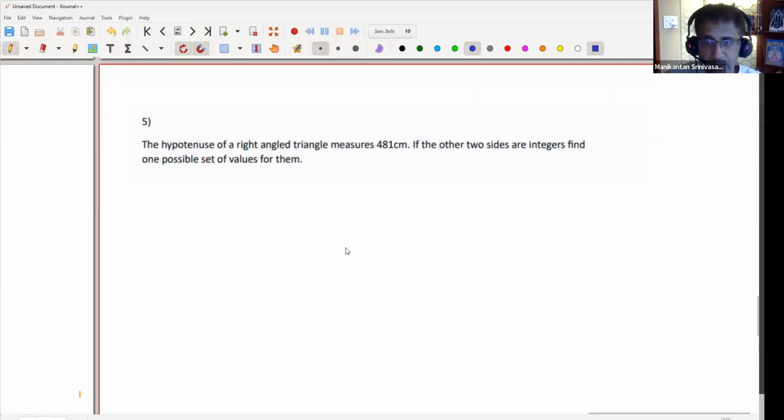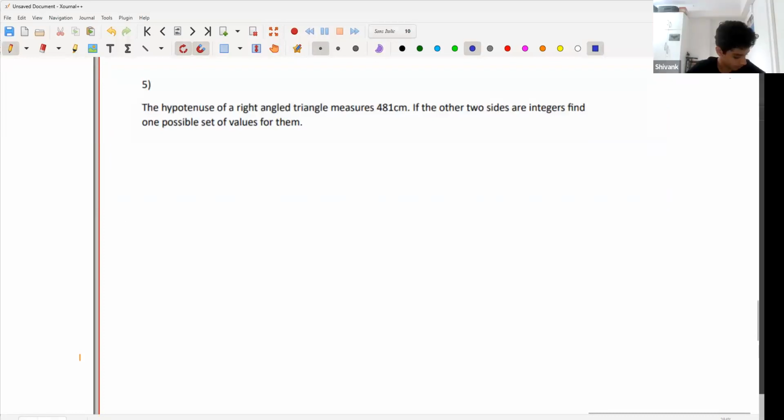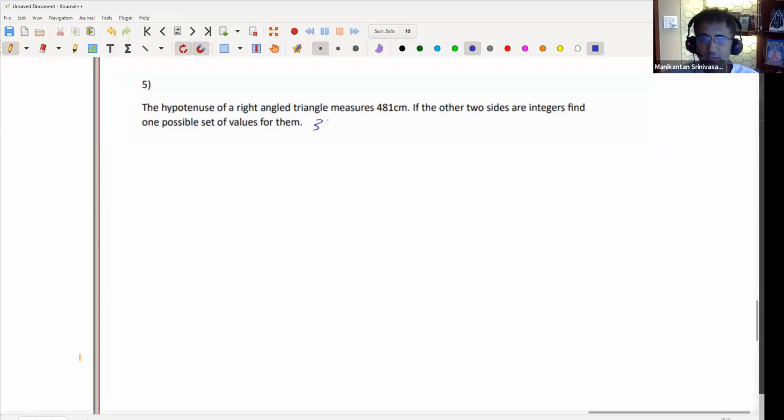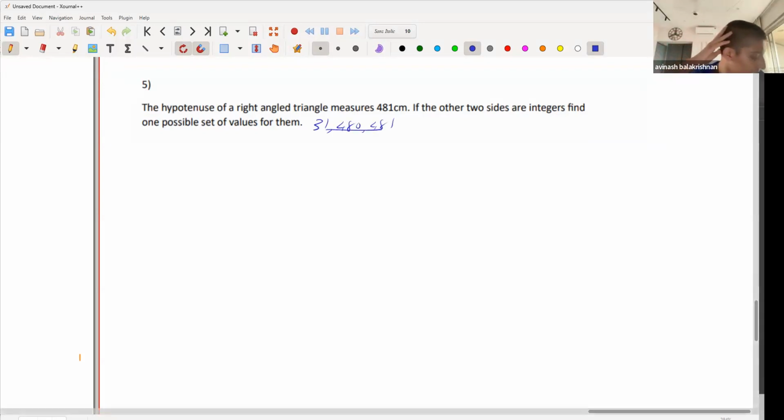Okay, Shivank, you have something for this? So I got the sizes 480 and 31. Yes, 31, 480 and 481, right? Good one. But it took a while to realize that it's a triplet. So what can you do to solve this same question normally?